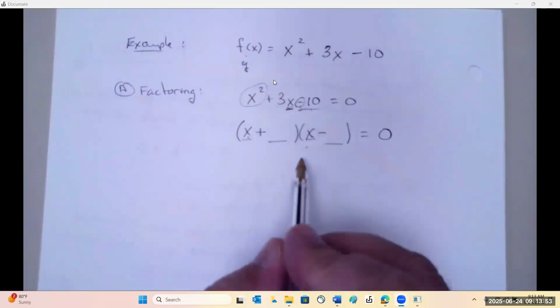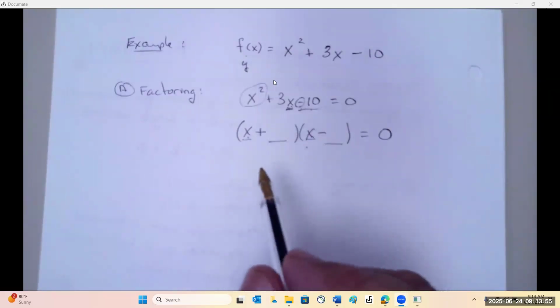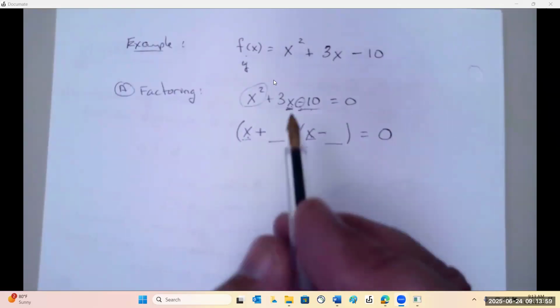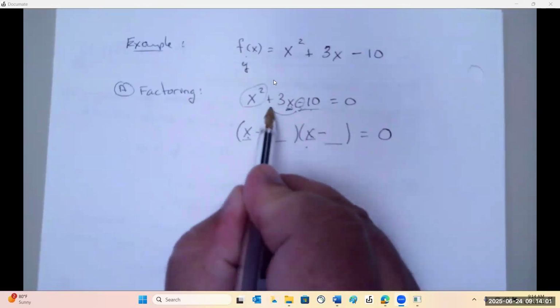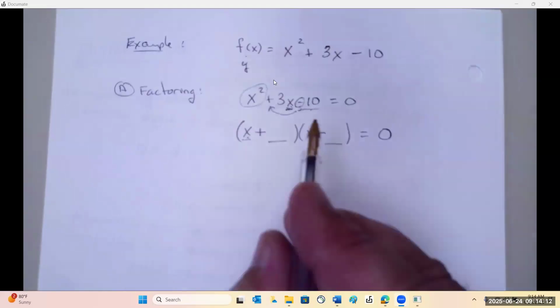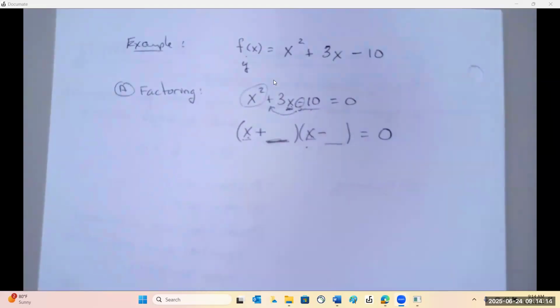Since they're different signs, how do we know where the bigger number goes? You look at the first sign. The first sign tells us the bigger number gets that sign. So we know that this one's going to be the bigger number.